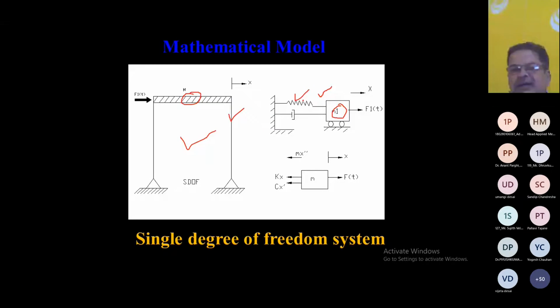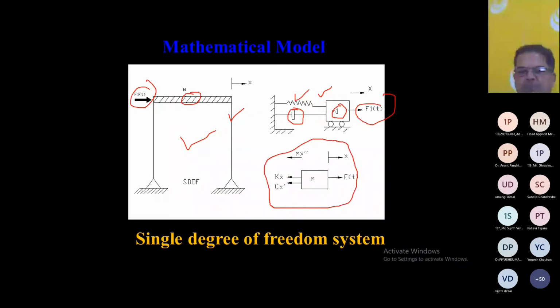The spring will represent the column, and this is the damping present in the system, and this is the external force which is acting on it. So we are showing the external force acting on the system. So this is the free body diagram, right? This is the free body diagram, and if you solve it mathematically, you can solve and you get the response.